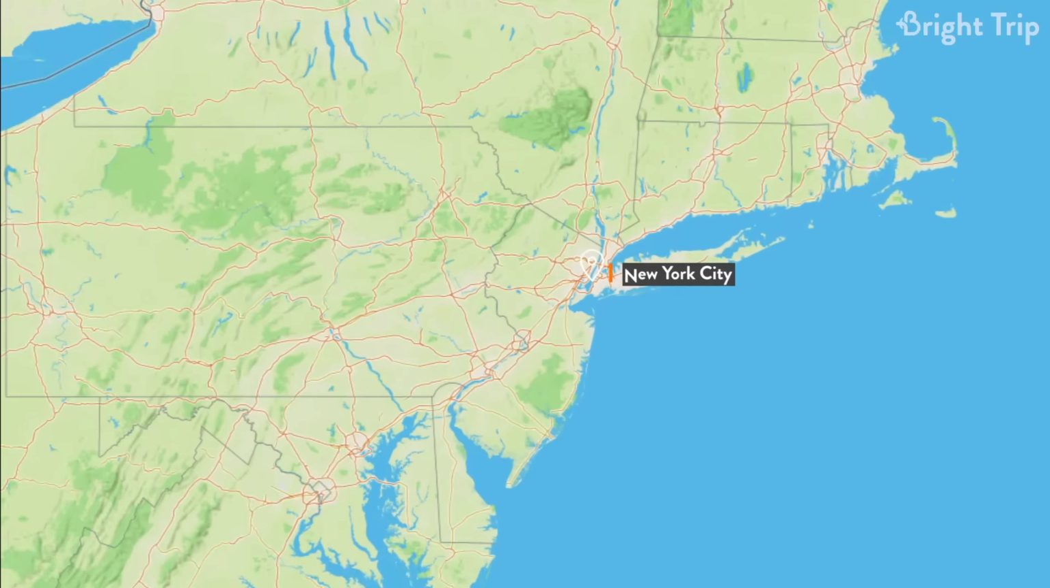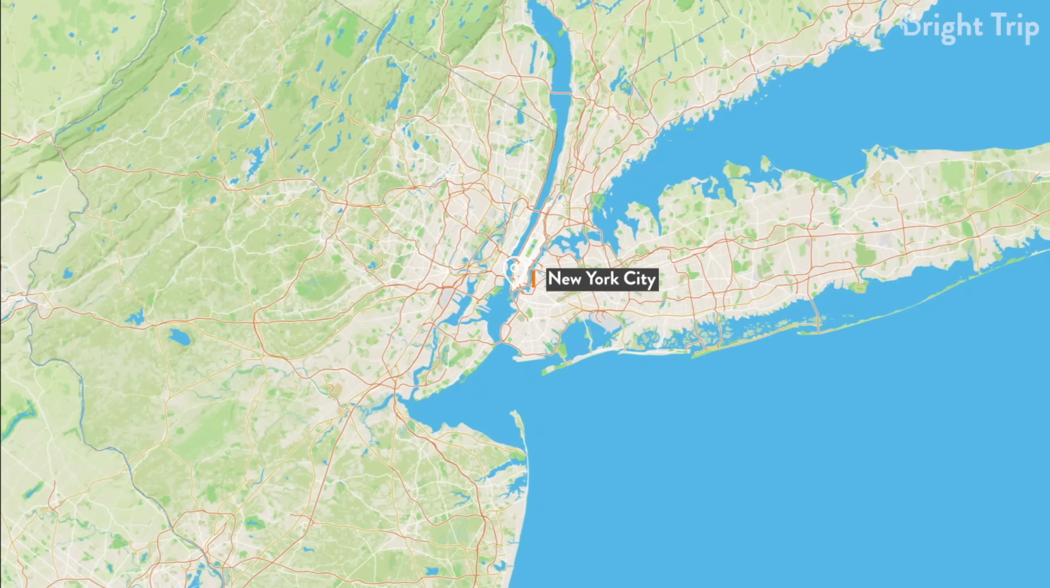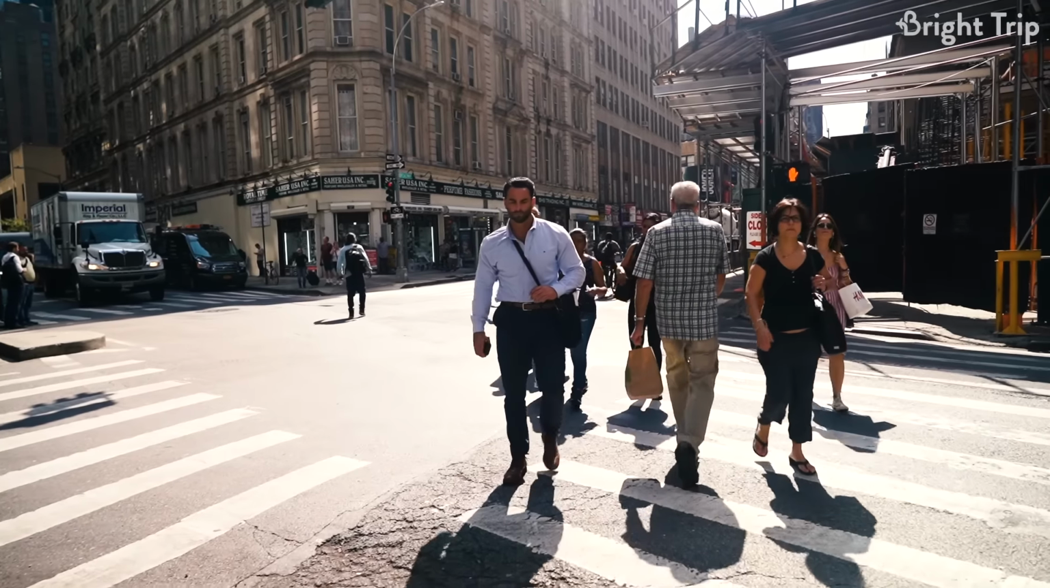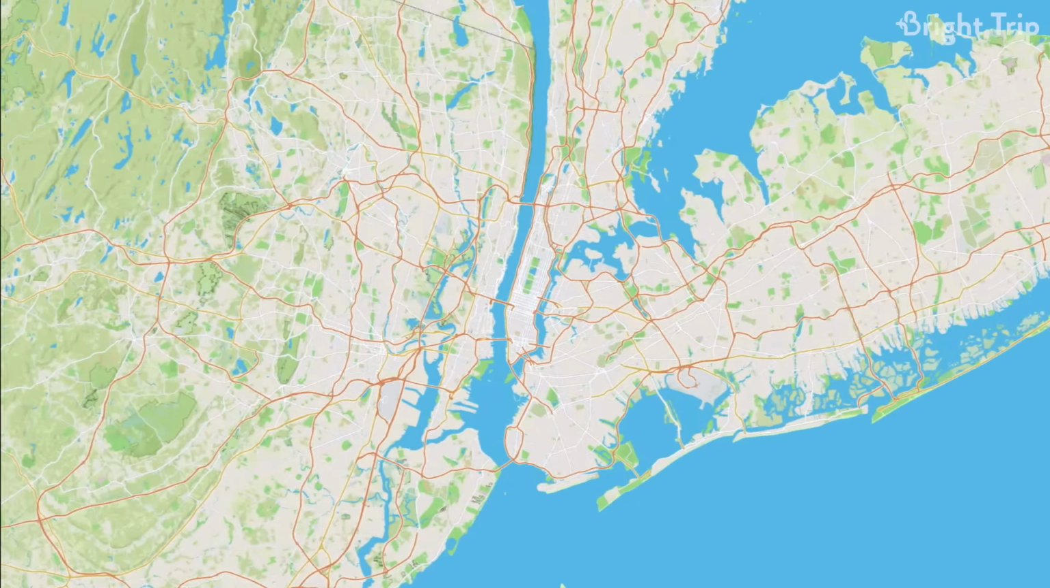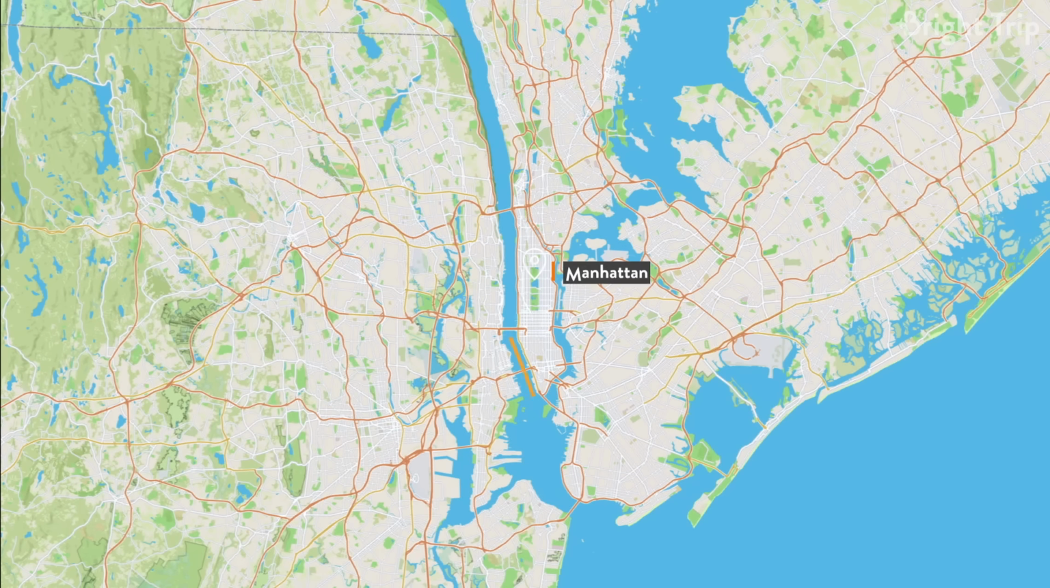New York is big. It is home to some of the densest skyline on Earth and has a population of over 8 million people. It's broken into 5 sections, or boroughs: Staten Island, Brooklyn, Queens, the Bronx, and Manhattan. This one right here is Manhattan, and that is what we are going to focus on today.